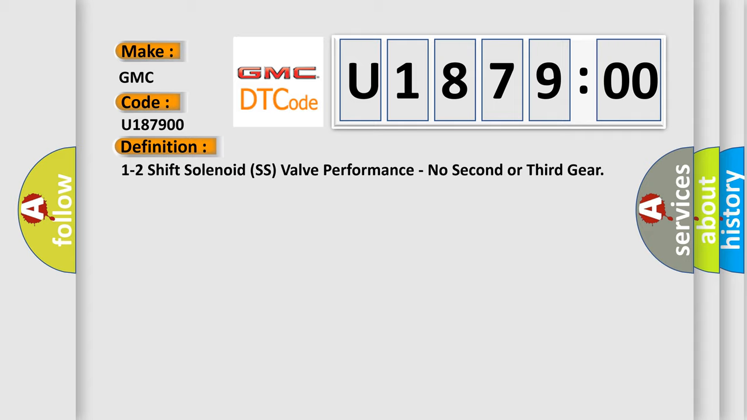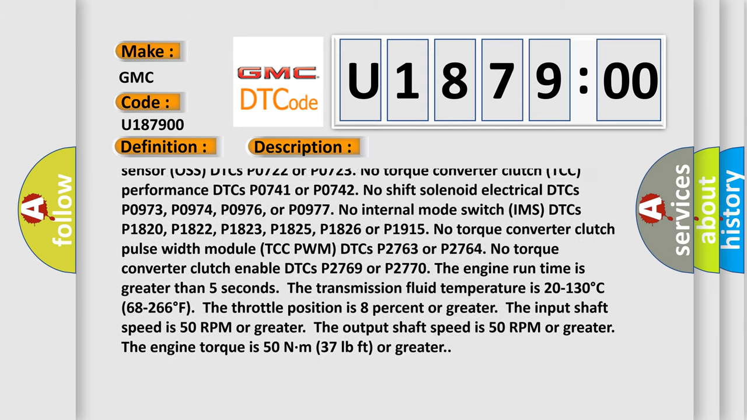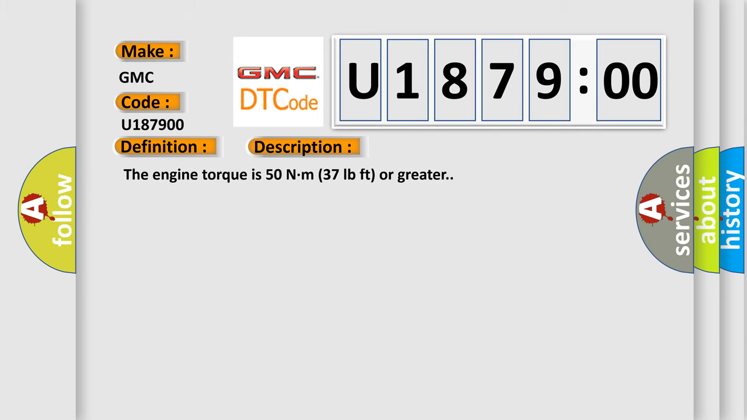The engine runtime is greater than 5 seconds. The transmission fluid temperature is 20 to 130 degrees Celsius, 68 to 266 degrees Fahrenheit. The throttle position is 8% or greater. The input shaft speed is 50 rpm or greater. The output shaft speed is 50 rpm or greater. The engine torque is 50 Nm, 37 pound-feet or greater.